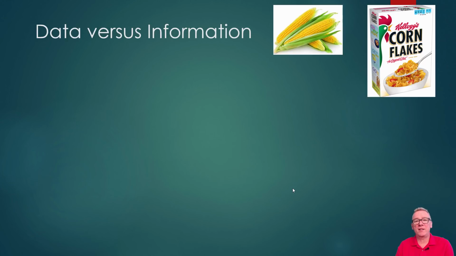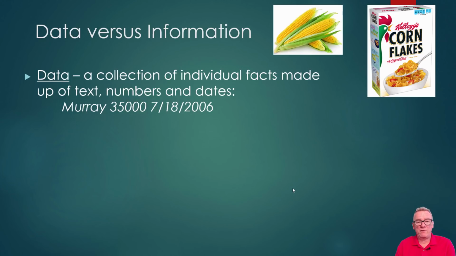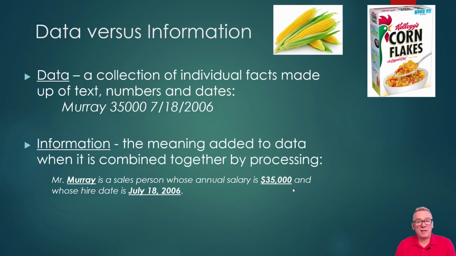Okay, now there's data and then there's information. Think of data as the raw material, like these cobs of corn. All they have in them is corn kernels, but they can be processed into something like cornflakes, which is turned into something else that's perhaps more useful than the raw corn. So data, we could have just these items here, Murray, 35,000, and a date, but we don't really know what they mean. When we assemble it into information, like perhaps running a report out of our database, we find out that Murray's a salesperson on $35,000 a year, and his start date with the company was July 18th, 2006.